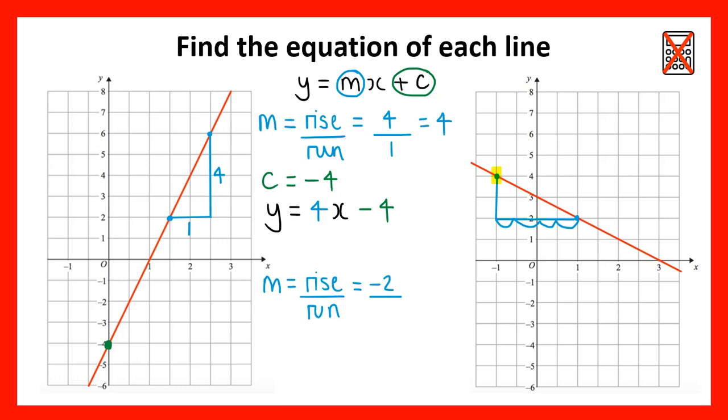Remembering that each 1 increase in the x direction is represented by 2 squares, so this would be an increase of 2 in the x direction. Negative 2 over 2 is a gradient of negative 1. My y-intercept is positive 3, so therefore the equation of the line is y equals negative 1x plus 3, which can just be written as negative x plus 3.